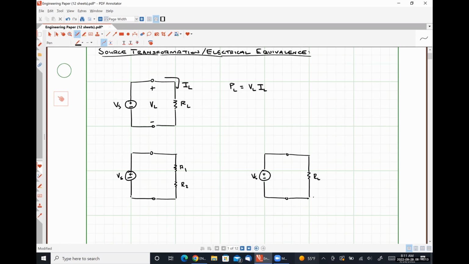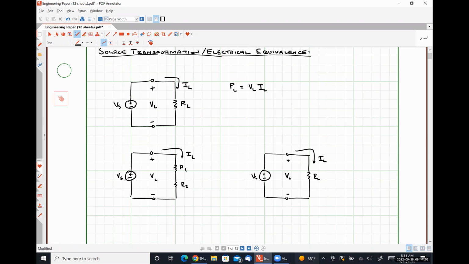They are electrically equivalent if the voltage drop across the combined loads is equal on both sides, the current flowing through the load is equal on both sides, and the power absorbed by the load is equal on both sides. So what are the conditions for electrical equivalence to occur here? RL just needs to be R1 plus R2, right?